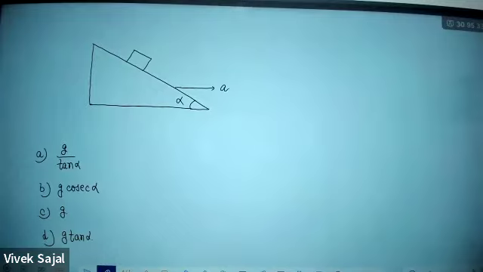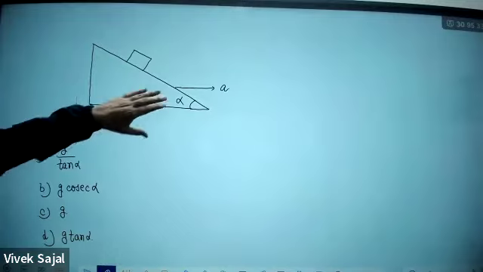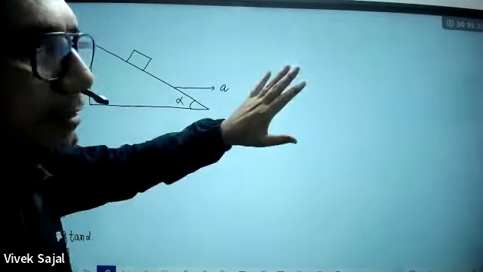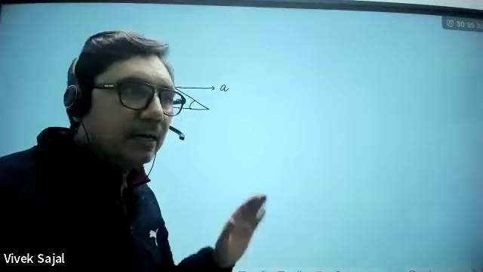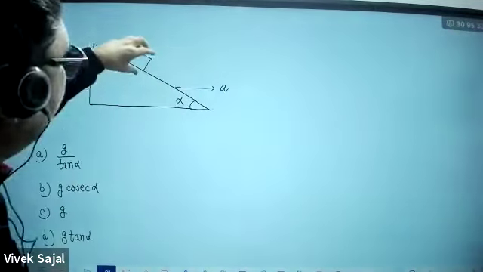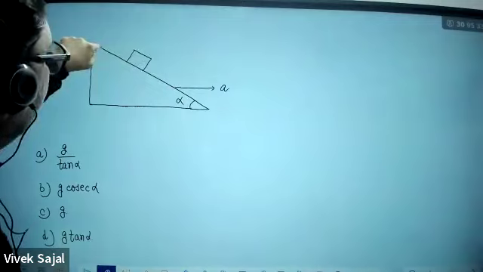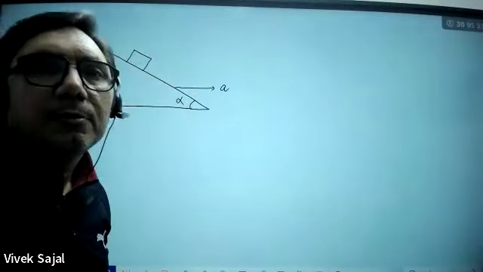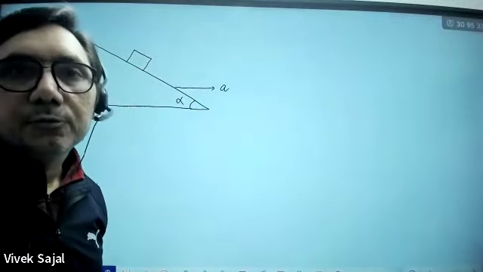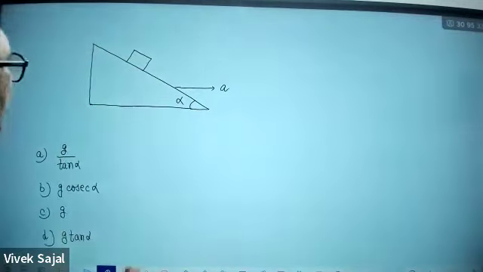So how will you find out? You have to find this acceleration A that is given to the inclined block in the forward direction so that it should remain at rest. And this surface is smooth. Try to understand, this surface is smooth. So how can you do this question?